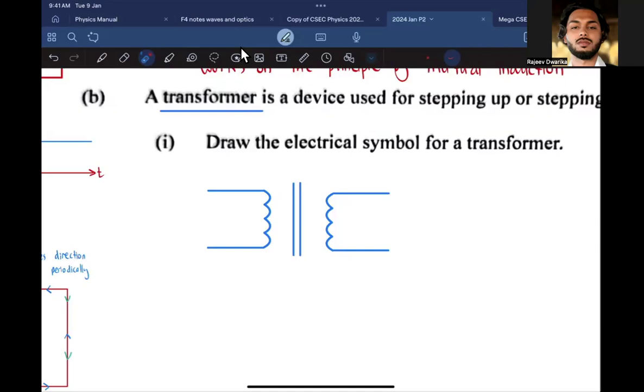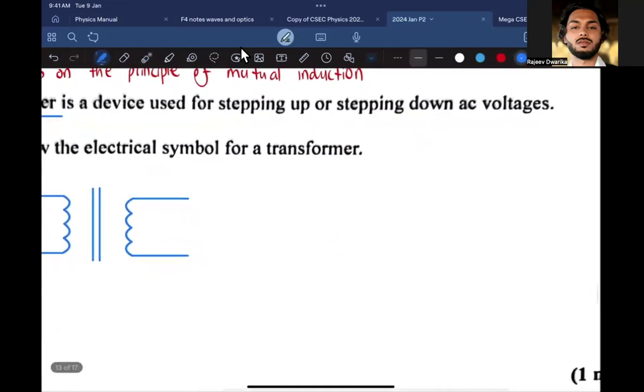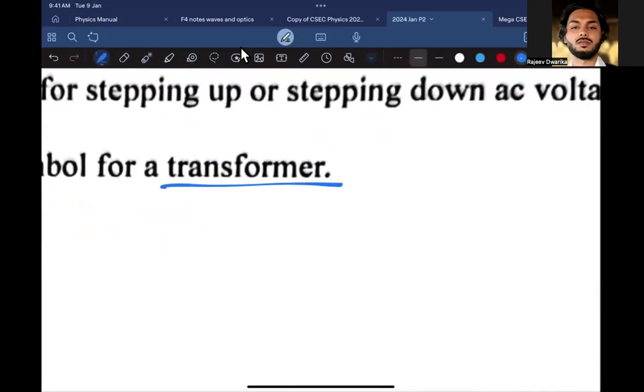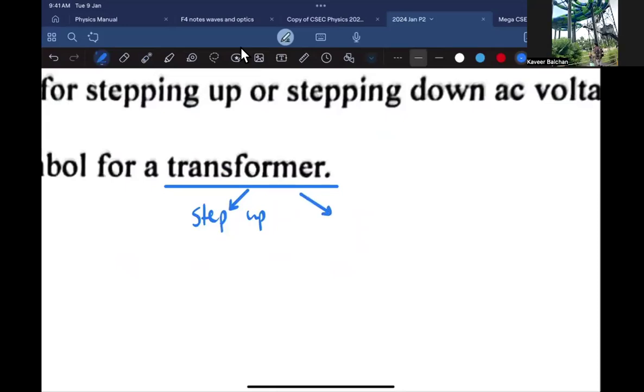That's good. A transformer has two types: step-up transformers and step-down transformers. What do you all think step-up transformers do? Make a guess. What do you think step-up does? Step-up will raise the primary voltage and lower the secondary. You're not technically correct.